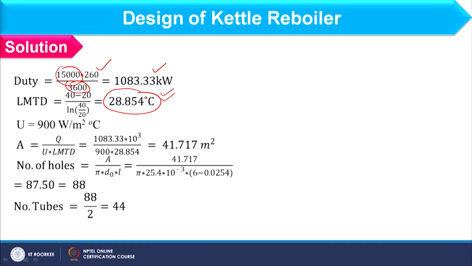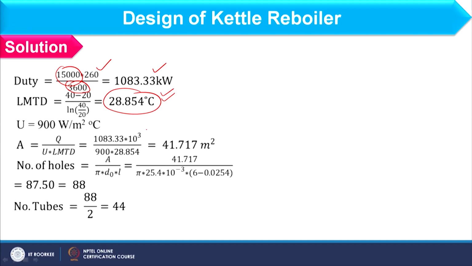So, you see, in this case we will never come across a situation where temperature cross will take place, right. So, here only LMTD will work without considering FT correction factor, and you know how to find out LMTD, and the value of that LMTD is 28.854. So, I know the heat duty, I know the LMTD value, and the overall heat transfer coefficient initial guess is given to us as 900 watt per meter square degree Celsius.